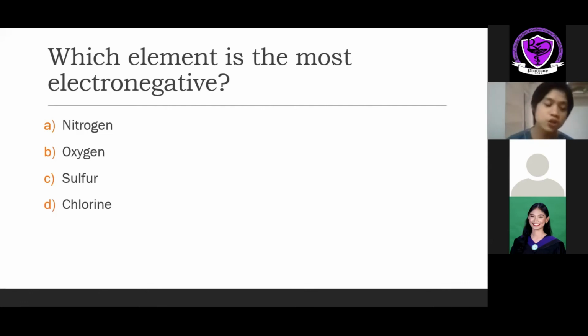Which element is the most electronegative? So, to answer this, you should recall your periodic trends. Paano yung movement ng periodic trend for electronegativity? Sige, answer lang kayo. Yep. So, electronegativity increases as you go to the right of the periodic table, and from the bottom of the periodic table, it increases as you go up. Next. Ayan, chlorine is the answer.